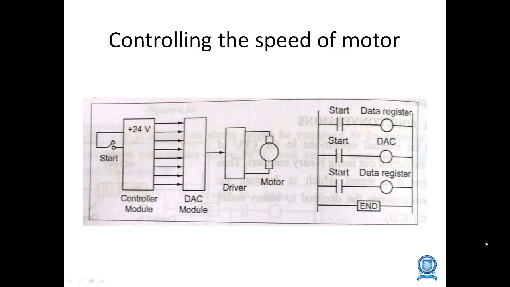Controlling the speed of the motor, we have a control module with a 24 volt supply and a DAC module, digital to analog converter, and a driver and the motor, which is shown in the ladder diagram.